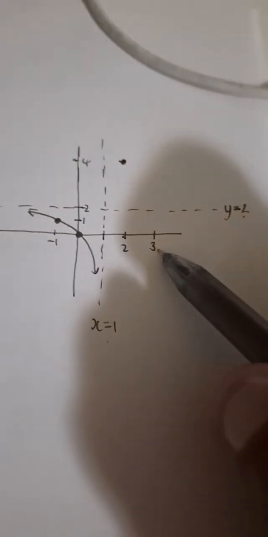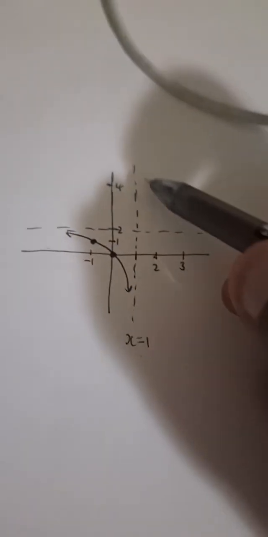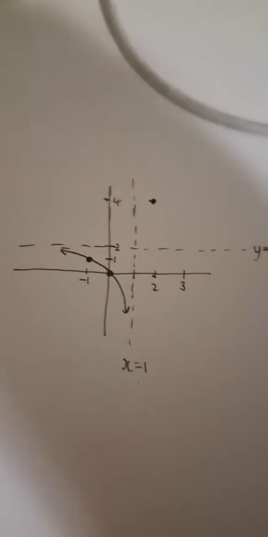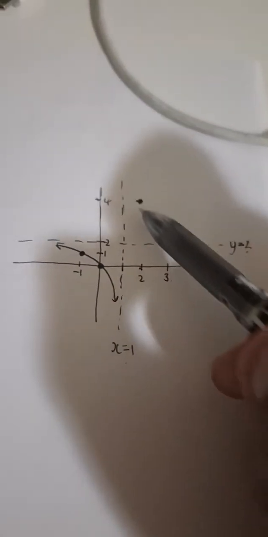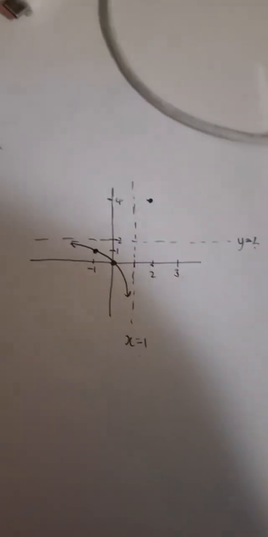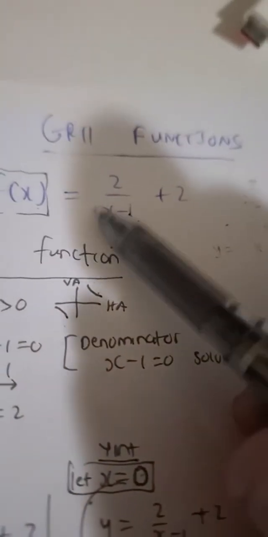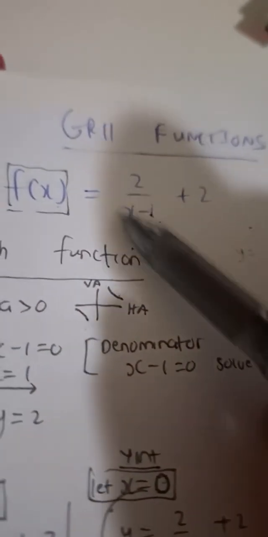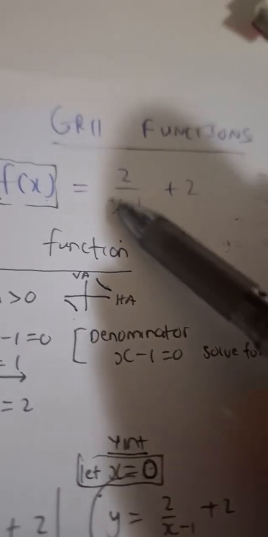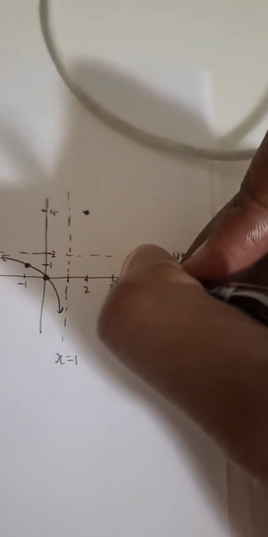Let's check when x is 3. What's the corresponding value of y? Why am I doing this, guys? For the arm that is here, I need to have points so that when I sketch the arm, we can see the smooth curve of that particular arm. So I substitute x is equal to 3 here. 3 minus 1 gives me 2. 2 divided by 2 gives me 1. 1 plus 2 gives me 3. So when x is 3, y is also 3. This point is there.